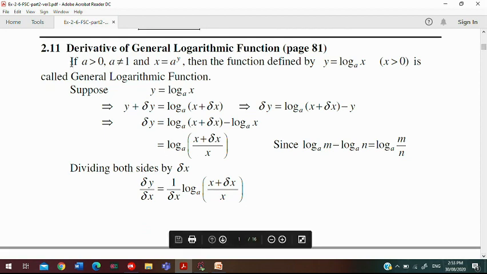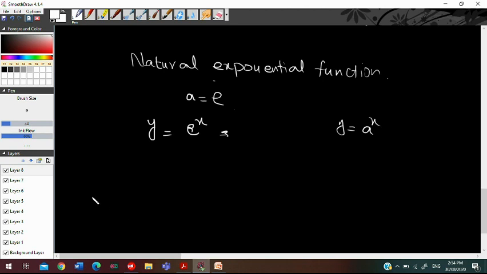This is the definition of the general logarithmic function. If a is greater than 0 and a is not equal to 1, and x is equal to a power y, then the function y defined as y is equal to log base a of x, in which x is greater than 0, is called the logarithmic function. Now your concern starts from here. Suppose y is equal to log base a of x. I will derive this formula for you.